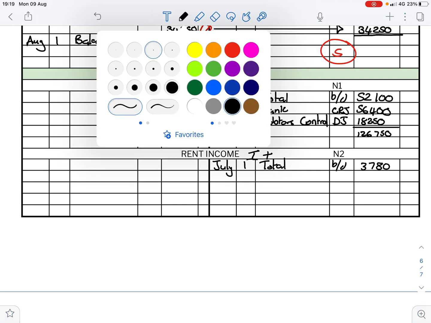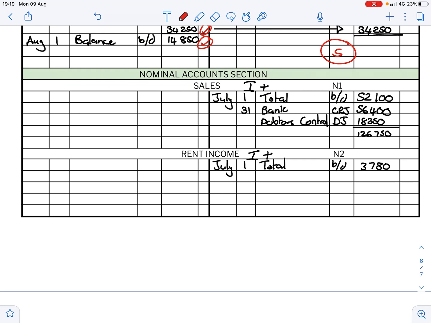All that is left to do here is to total it up, which should leave us with 126,750 Rand. Marks were allocated in the sales account for having the word total as opposed to balance, our contra account bank and our contra account debtors control for our cash and credit sales respectively. Pulling the correct amounts through for each of these figures and having the correct balance, and lastly our correct folios, brought down, CRJ and DJ. Okay, leaving us a total of 8 marks in our sales account.